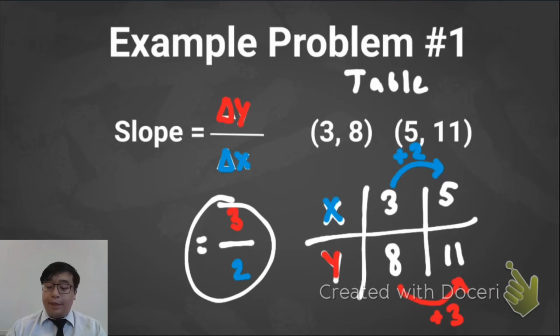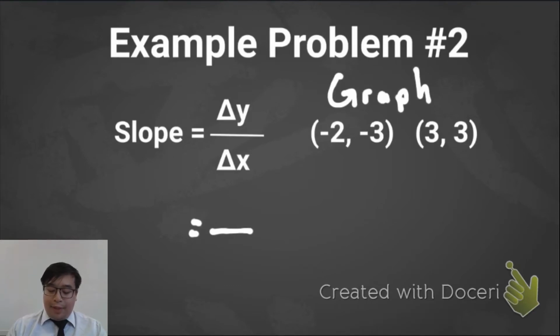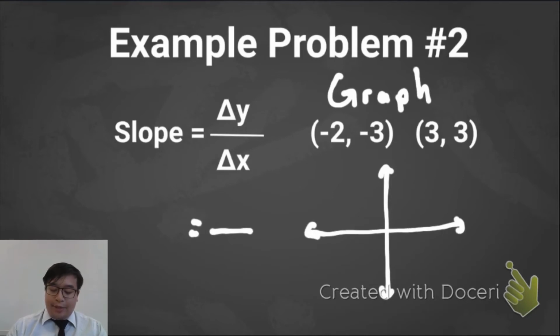Okay, let's take a look at our second problem. I'm going to show you guys another way of finding the slope. So if I want to find the slope of these 2 points, another way of doing it would be to make a graph. So I'm going to set up my x, y coordinates. So the up and down axis, this is y, and the left and right axis is x. I'm going to plot both of these points.